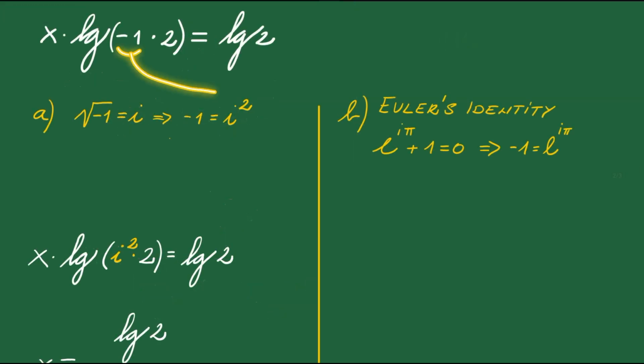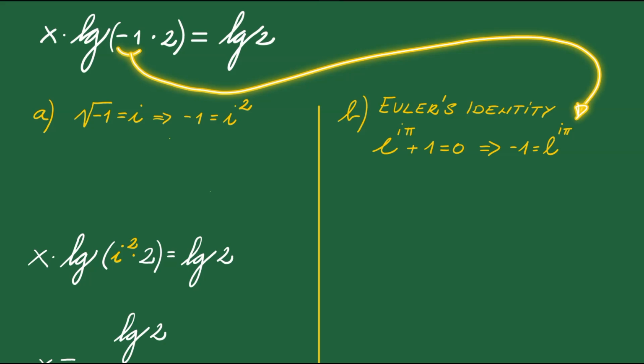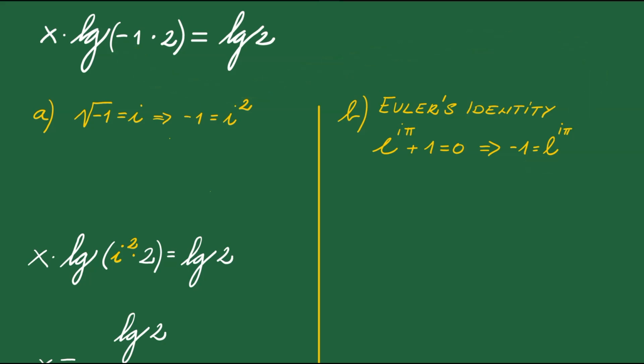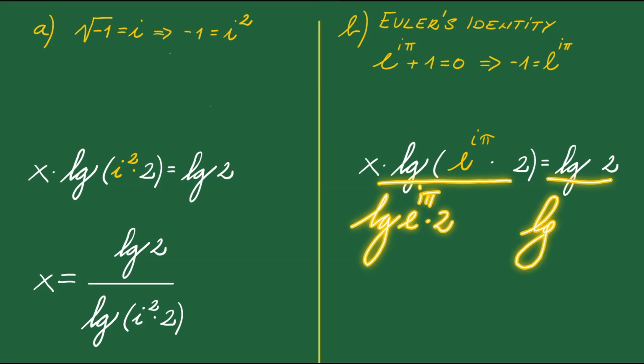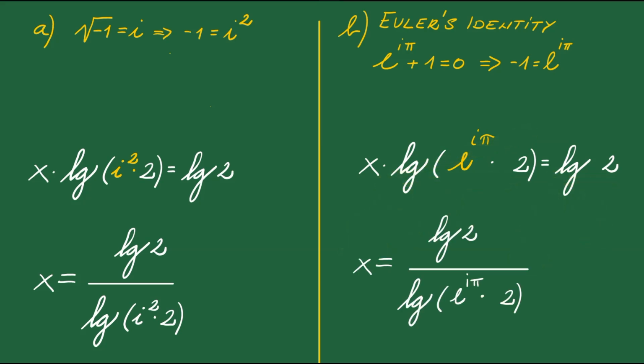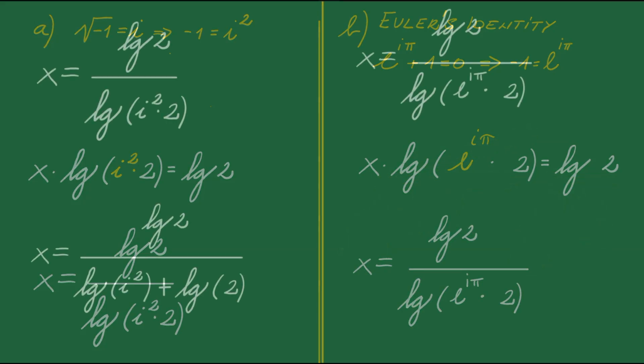Let's proceed with the second method and substitute e to the power of I times pi in place of -1. We divide the left-hand side and the right-hand side of the equation by logarithm of 2 times e to the power of I times pi. And simplifying, we get logarithm of 2 over logarithm of 2 times e to the power of I times pi.